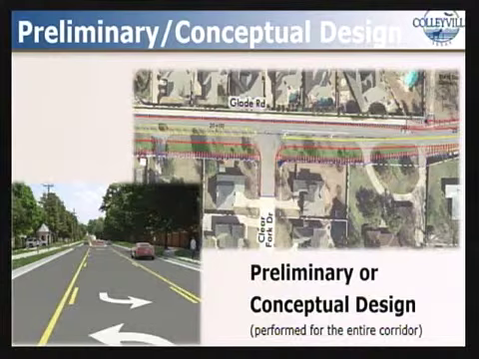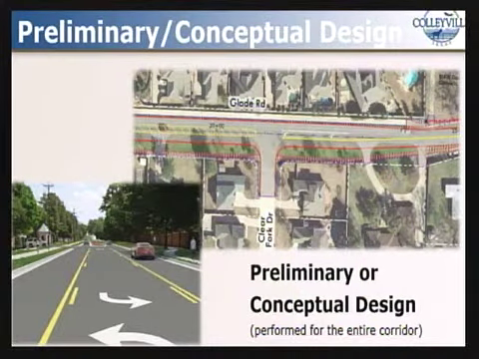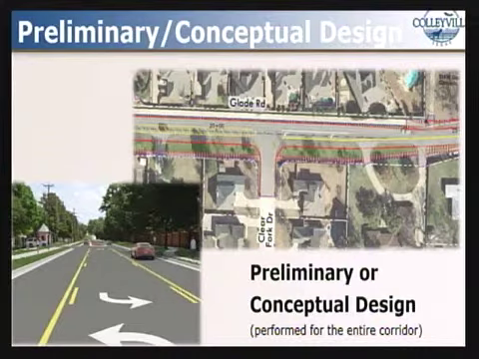This is an example of what you would see during the preliminary or conceptual stages of a project. The bottom left is an artistic rendering of a possible street section. This shows what the street could look like if designed and built in a certain way. This is to help get a feel for the look of the project once it's completed.